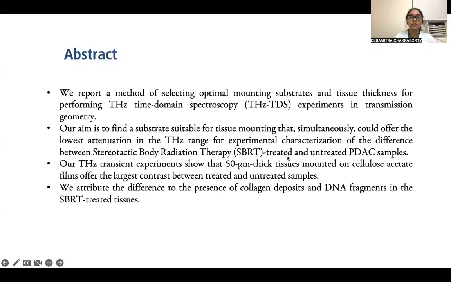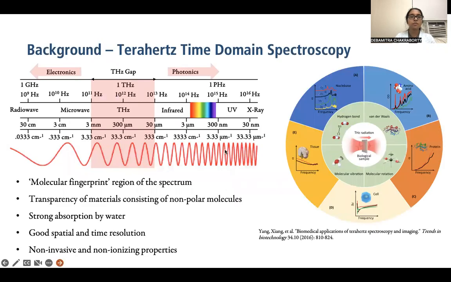Here we are trying to characterize the difference between the stereotactic body radiation therapy, or SBRT treated and untreated PDAC samples. We found that 50 micrometer thick tissue samples, when mounted on cellulose acetate films, offer the largest contrast between the treated and untreated groups. And we attribute this difference to the presence of collagen deposits and DNA fragments in the SBRT treated tissues.